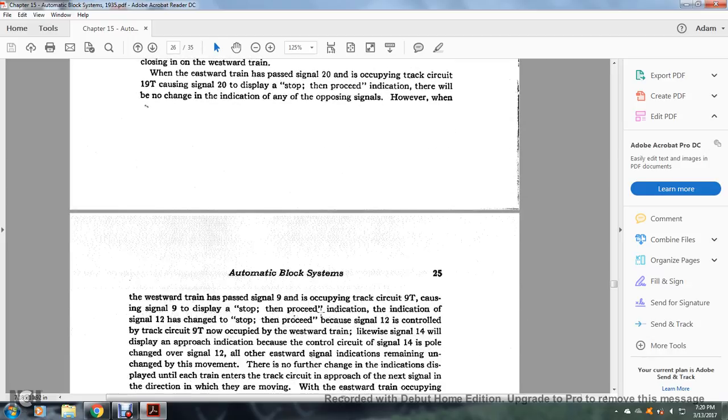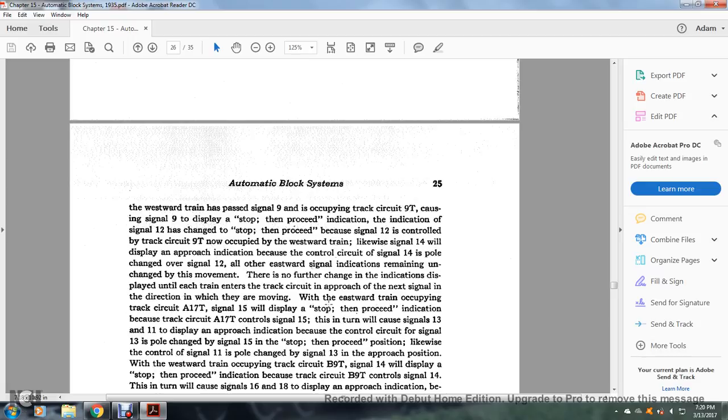There will be no change in the indication of any of the opposing signals. However, when the westward train has passed signal 9, the occupying track circuit is 9T, causing signal 9 to display the stop, then proceed indication. The indication of signal 12 will change to stop, then proceed, because signal 12 is controlled by track circuit 9T, which is now not occupied by the westward train. Likewise, signal 14 will display an approach indication because of the control circuit. The signal 14 pole changed over signal 12. The other eastward signal indications remain unchanged.